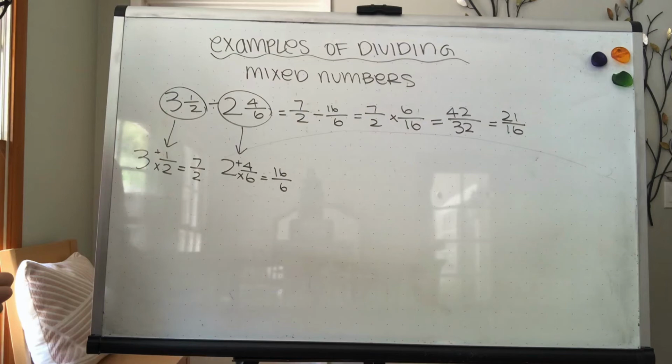So now we have 7 over 2 divided by 16 over 6. And to divide fractions, remember we have to flip the second fraction. So this reciprocal is going to be 6 over 16. So we're going to multiply 7 over 2 times 6 over 16, which is going to end up being 42 over 32. And once we simplify, it will be 21 over 16.